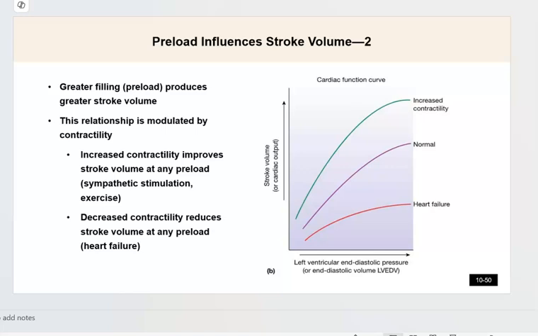So the second factor that we talked about is that preload influences our stroke volume, right? So the greater filling, the preload, produces greater stroke volume. This relationship is modulated by contractility. So increased contractility improves stroke volume at any preload. Decreased contractility reduces stroke volume at any preload. So if I put this all together, if I increase my preload, I will increase my stroke volume.